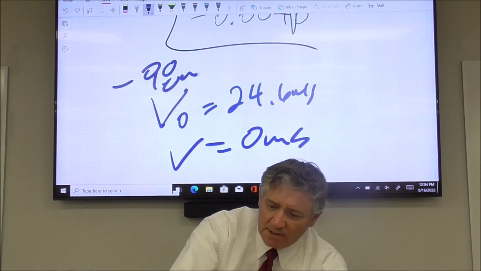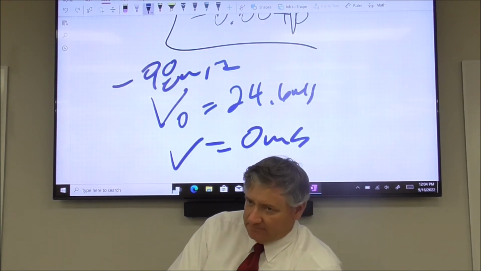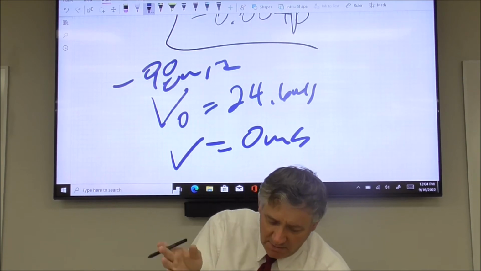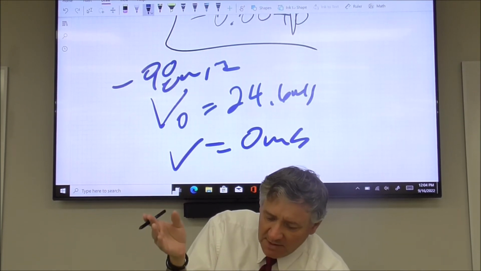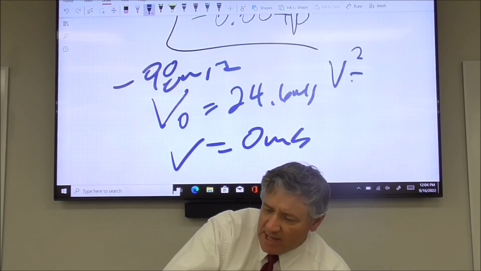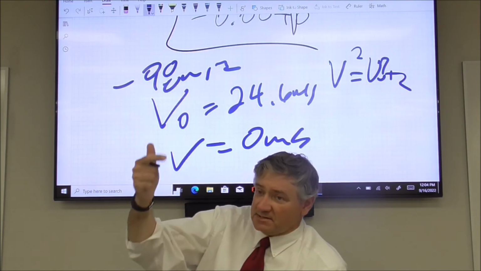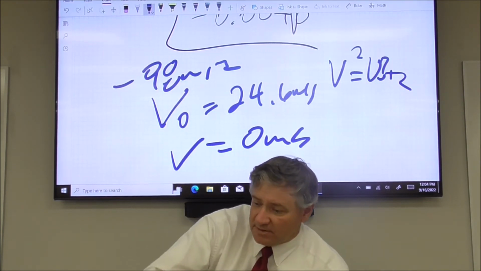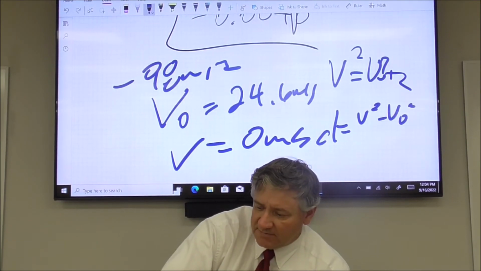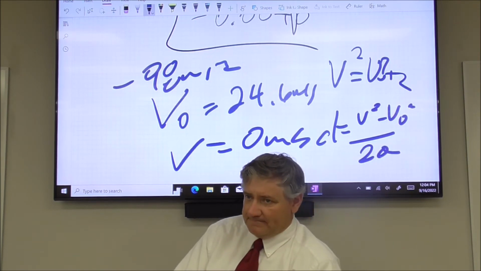Okay, so what do you not know? Don't know time, okay? But that's not the point of the story. On this one, number 10, you're trying to find the maximum height. Because you don't know time, use that equation. You know your initial velocity, your final velocity, and your acceleration. So you're going to have D equals V squared minus V naught squared over 2A.